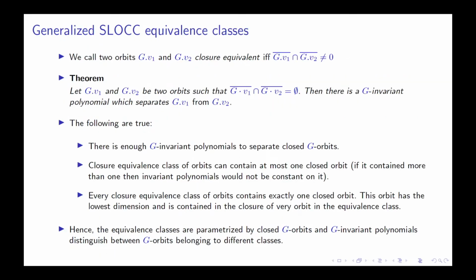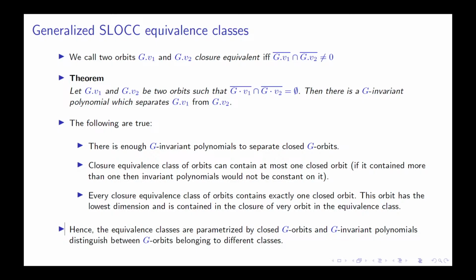So we can construct something which is called generalized equivalence classes. First, G is now our group. It is not K because this is not compact now. We call two orbits closure equivalent if the intersection of their closures is not empty. Closure equivalent if this is not empty.